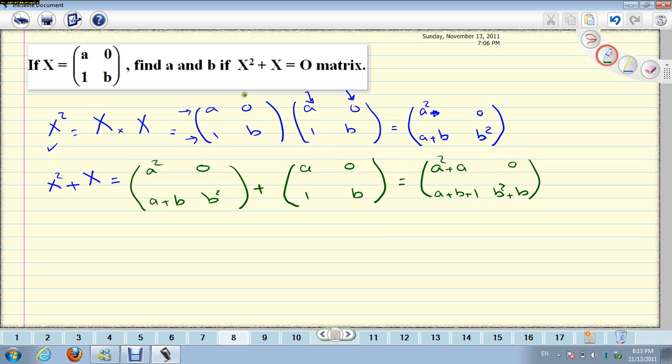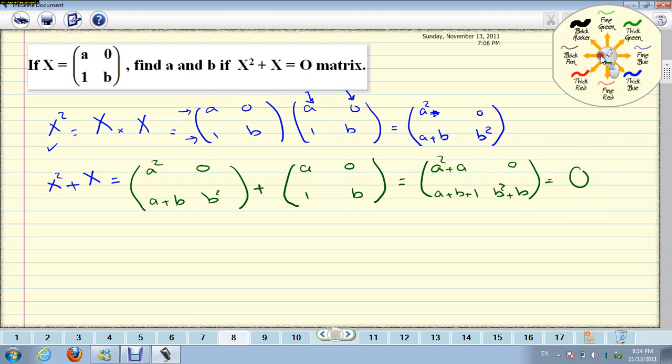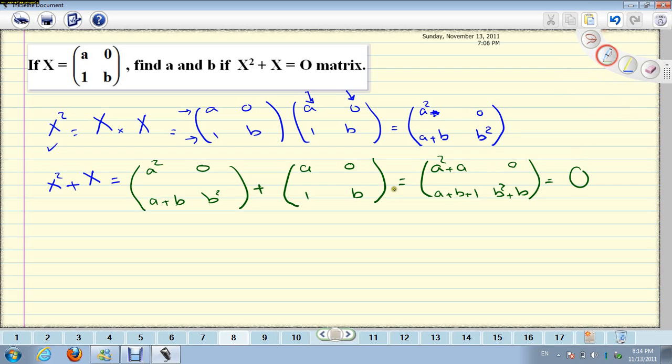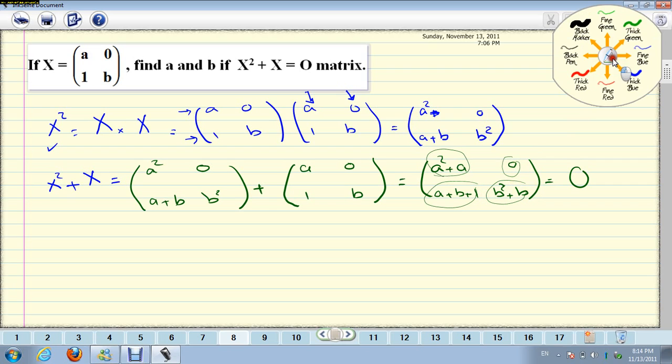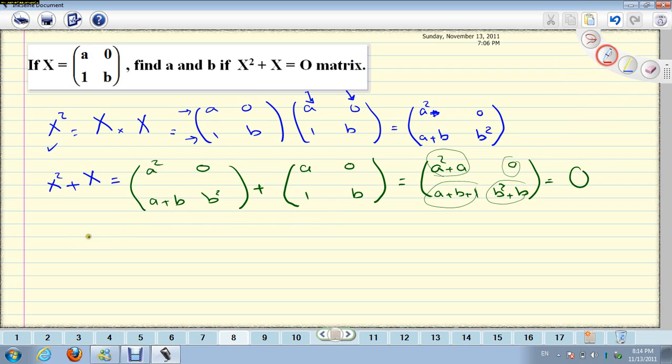Okay, the question says that the sum of these two matrices equals 0 matrix. It means each element here would be 0. This is 0, this is 0, this is 0, and this is 0. Okay, I'm gonna write three equations now. First equation is a power 2 plus a equals 0. Another equation is a plus b plus 1 equals 0. And the last equation is b power 2 plus b equals 0.